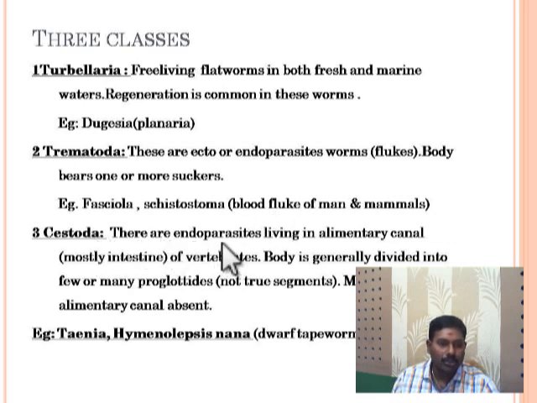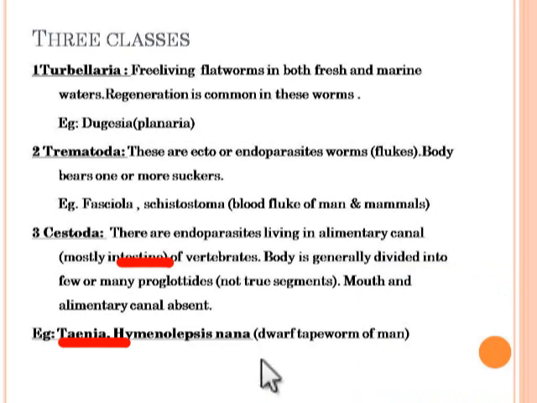Cestoda, they are also parasites. This is an endoparasite living within the digestive system, especially the intestine. As we already discussed, Taenia solium belongs to this group, Cestoda. Hymenolepis nana, that is the dwarf tapeworm. These all belong to the class Cestoda. Here the body is generally divided into few or many proglottids, not true segments.